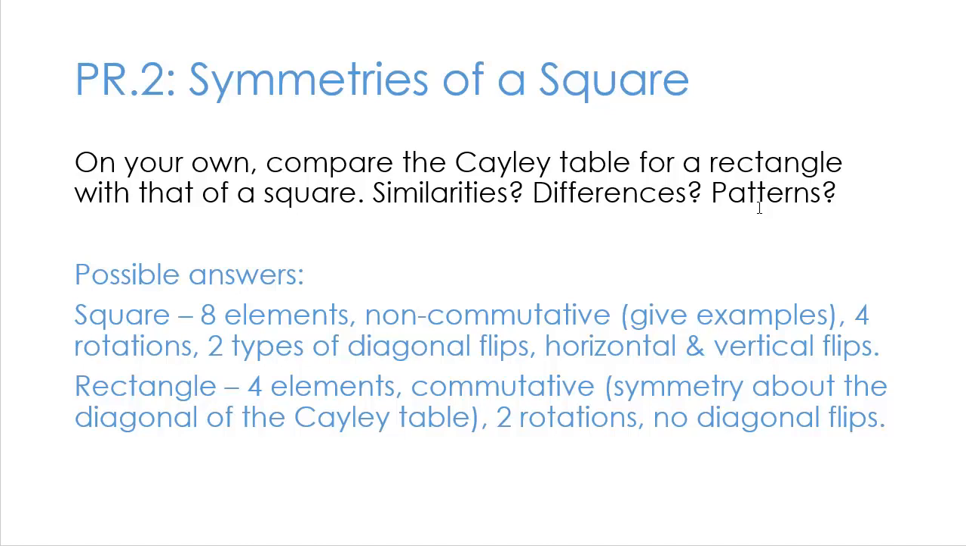Okay, we have 4 rotations instead of 2. We had 2 types of diagonal flips. You had horizontal and vertical flips. Those were all kind of what was happening with the square. With the rectangle, you only had 4 elements. They were commutative. You had symmetry about the diagonal of the Cayley table. And if you notice in the square one, you didn't have symmetry along the diagonal. You only had 2 rotations and no diagonal flips. So basically those were all the differences and patterns that you could have hopefully seen from doing those 2 tables. And that's it for this video.